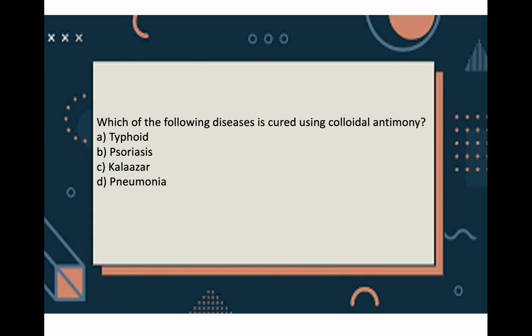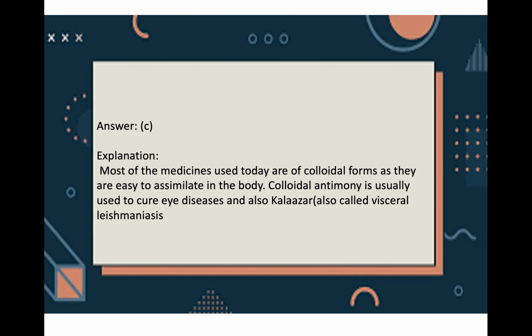Now, next, which of the following diseases is cured using colloidal antimony? A. Typhoid, B. Psoriasis, C. Kala-Azar, and D. Pneumonia. So, the answer is C. Kala-Azar. Most of the medicines we use nowadays are colloidal forms because they can easily assimilate in our body. Colloidal antimony is used to cure Kala-Azar, which is also called visceral leishmaniasis.